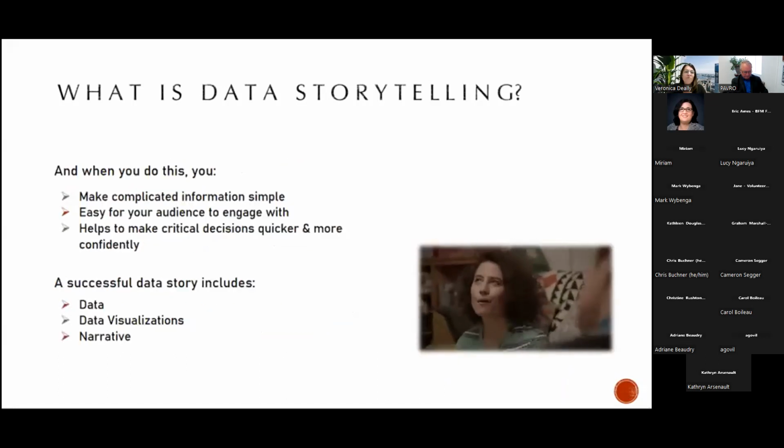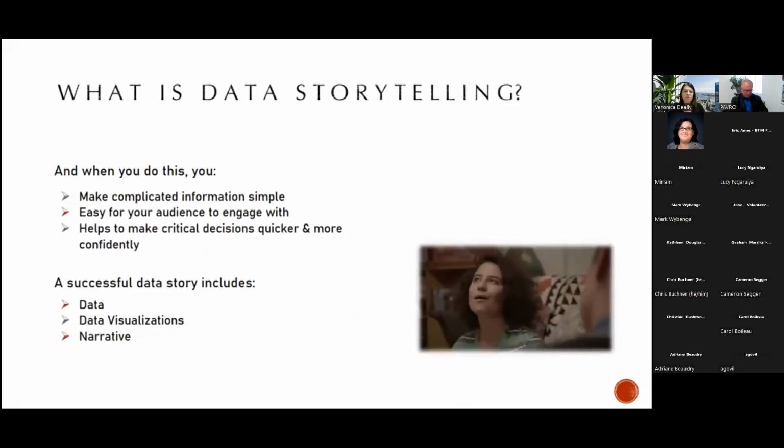When you do this, you gather your information. You're getting all of these statistics, and you probably have it. It doesn't matter how you collect it, in a database or on an Excel spreadsheet, but it's probably very complicated information. What you're going to do is try to simplify it. You're going to make it easy for your audience to engage with that information. And hopefully by making it easier, it helps them make critical decisions quicker and more confidently. They're not having to dig for the information.